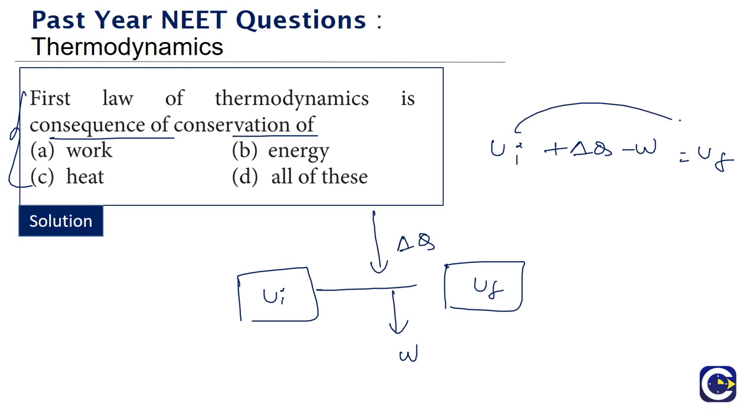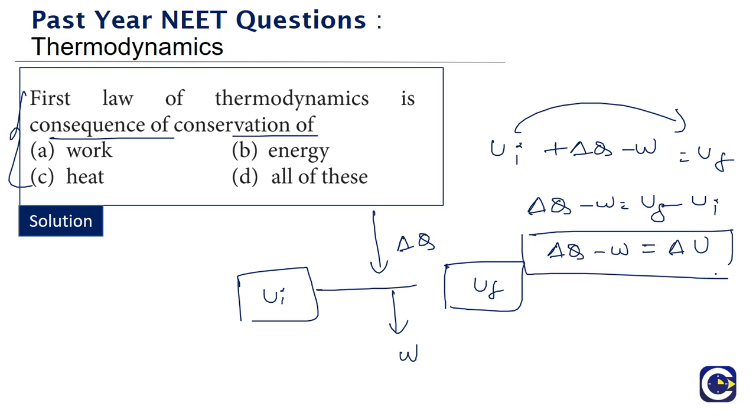So if you take the Ui to the right side, what do we have? Delta Q minus W is equal to U final minus U initial, that is delta U. So this is the first law of thermodynamics, right? It is simply a case of conservation of energy. So we're doing the conservation of energy. So the correct answer for this is option B.